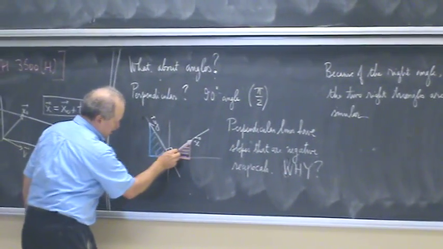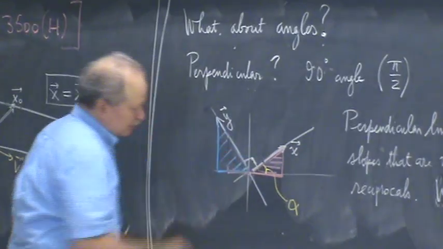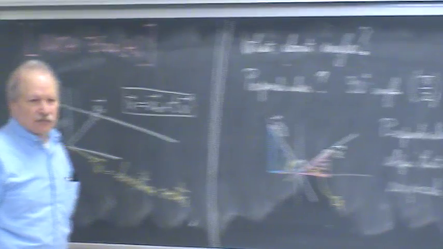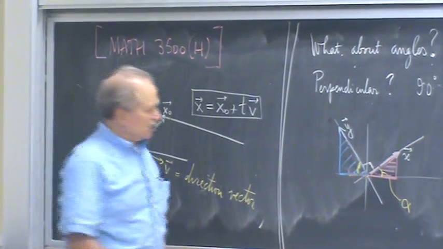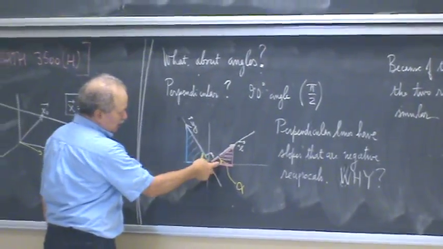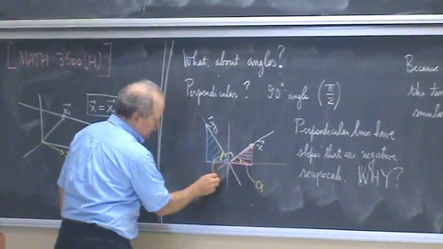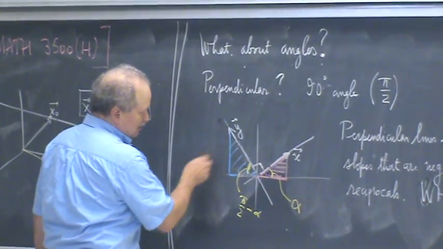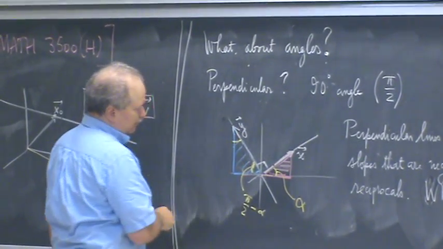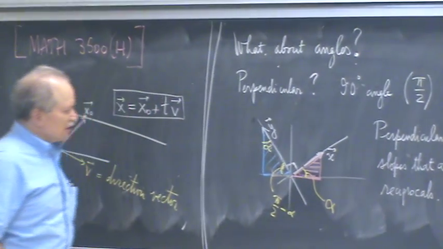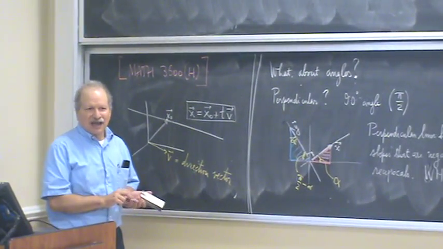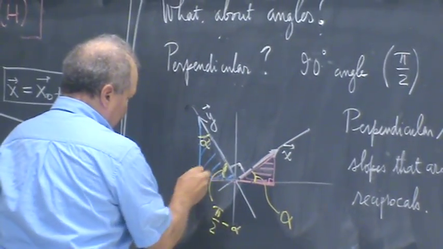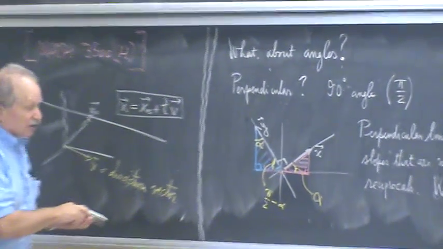If this angle here is alpha, what is this angle going to be? 90 minus alpha. Everybody agree? Because you've got a pi over 2 here, and they all add up to pi, so this is going to be pi over 2 minus alpha, which means, what's this angle? Alpha. So you have two right triangles whose angles all match up. You have a right angle here, a right angle here. So the triangles are similar.